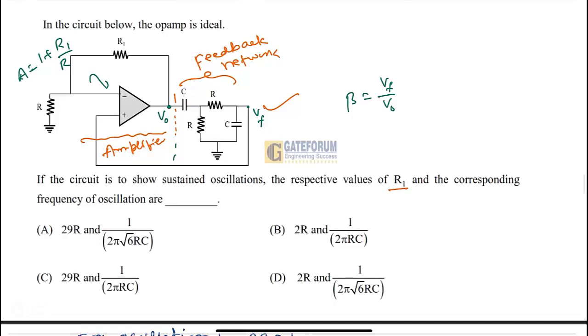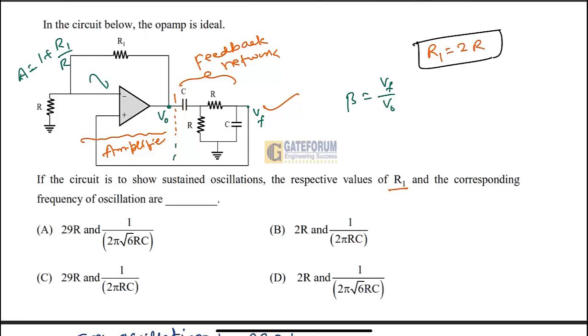So here we got that R1 is equal to 2R, and we got that the frequency of oscillation is equal to 1 by 2 pi RC. So we can match this with the options. Here R1 is equal to 2R and f is equal to 1 by 2 pi RC is matching with option B. So option B is the right answer for this question, and this is the end of the explanation for this question. Thank you.